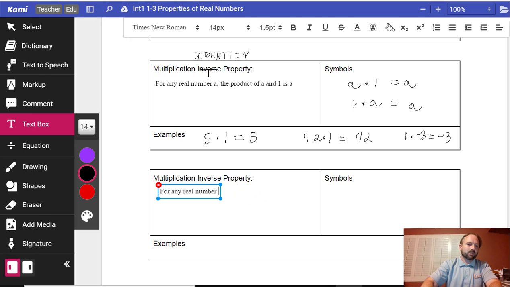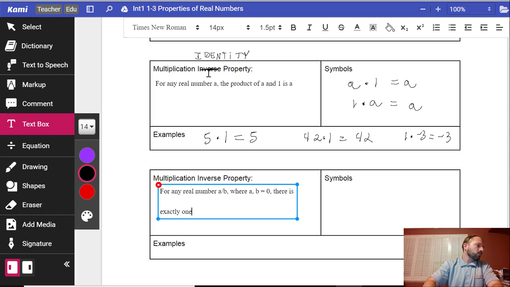For any real number a over b, where a and b do not equal 0, there is exactly one number, b over a, such that a over b times b over a is 1. Okay, well, let's fix this.